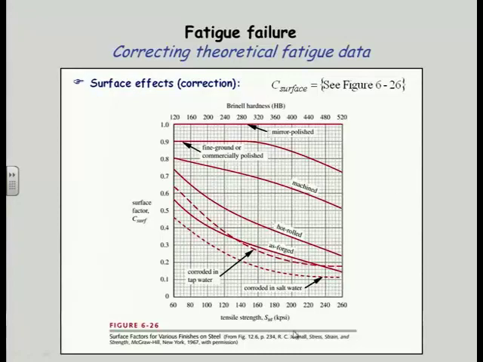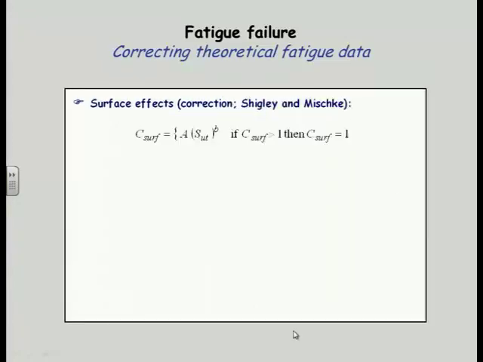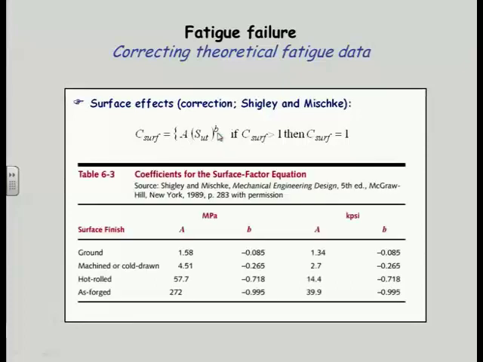So I'm going to apply some factor from this chart, and I've shown you in the book how to convert this using Shigley and Mischke's routine with some multiplier and an exponent, which you can pull out of a table that I have in the book for machined, for ground, polished, what have you. Here they are right here. So for ground, machined, hot rolled, as forged, these are your A's and B's for that formula.